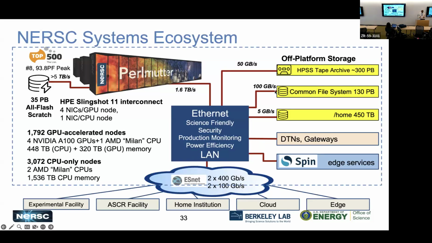So let's talk about our system that we have currently at NERSC. Perlmutter is named after Saul Perlmutter, and it is a 93.8 petaflop system. When it first debuted, it debuted at number 8 on the Top500. I think we're around number 18 or 19 now, something like that. But we have a new system on the horizon, Doudna. So 93.8 petaflops is our computational peak.